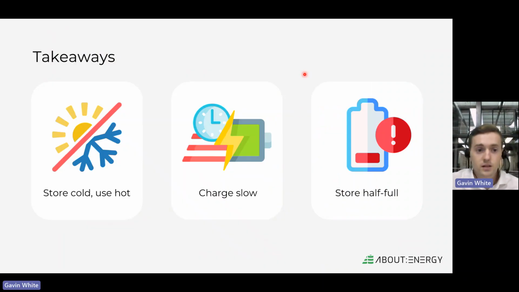But just to really simplify this into 3 key takeaways, the advice would be store your batteries cold and use them hot, around 25 degrees. Charge them as slow as you can. That's the safest way to protect your battery. And if you're storing it for a long amount of time, say many days or many weeks, you want to store it half full if practically possible.